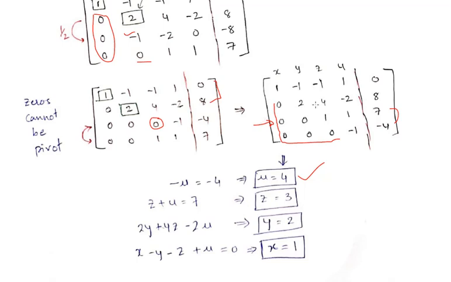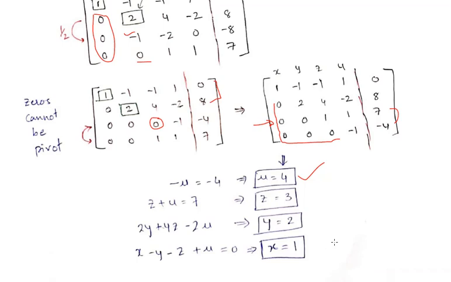Similarly here, 2y plus 4z minus 2u is equal to 8. Substitute the z and u values and find the value of y. In this way we are going to find the 4 unknown variables, that is x, y, z and u. That's how a matrix helps us find the values easily without making things complex.